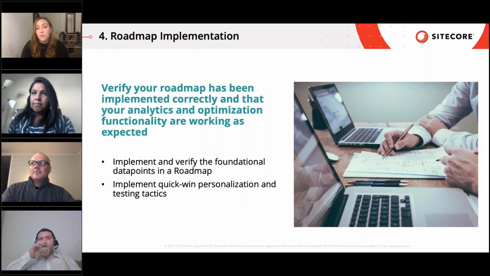So the 4th checklist in the series is the roadmap implementation checklist. This verifies that your roadmap is implemented correctly and the data you need is being captured. It'll step you through activities required to implement and verify the foundational data points in a roadmap, as well as implementing quick win personalization and testing tactics.